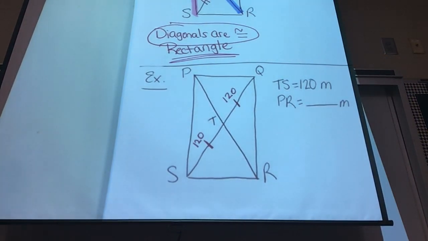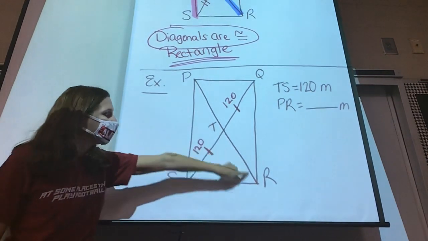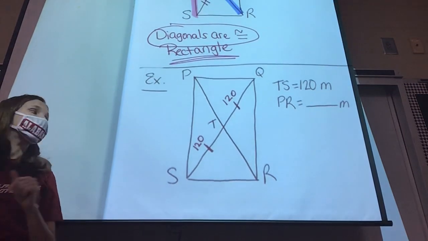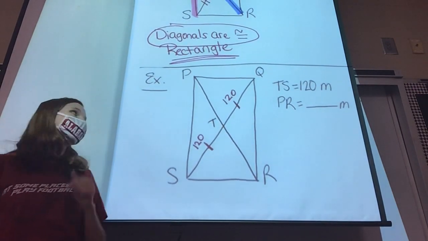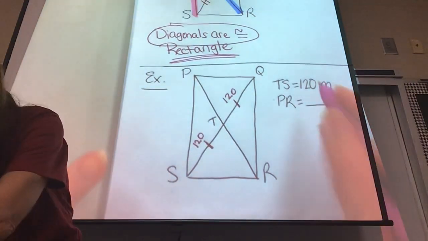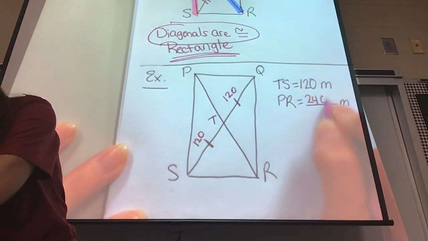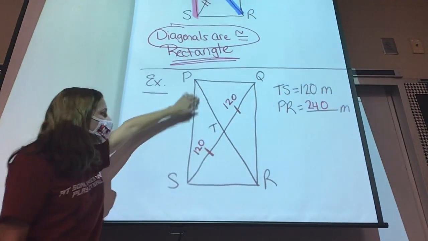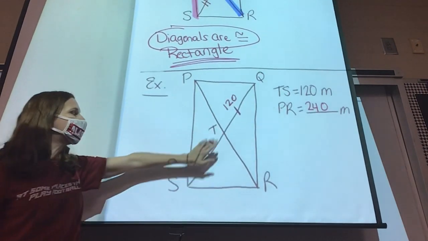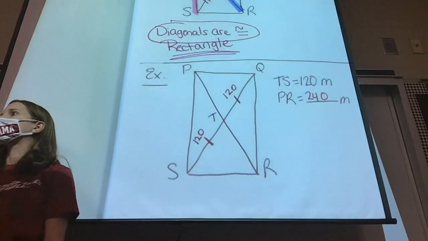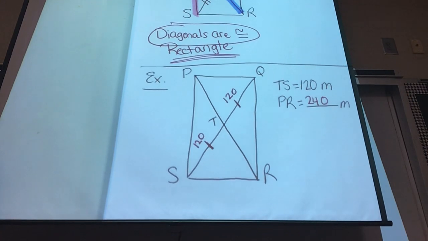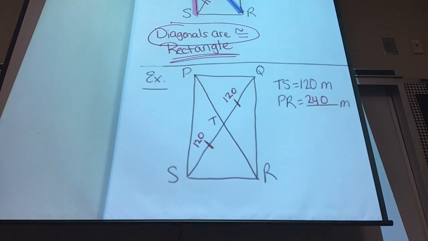So, what does that tell me about this line of PR? Is that the diagonals are the same? They're the same, so PR is also 240. I didn't have to do anything except use my brain. Because I know that this diagonal is the same as this diagonal, so once I find this one, I automatically know what this one is. So use what they've given you to apply it to the second one. Does that make sense?